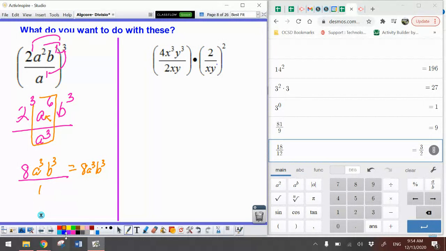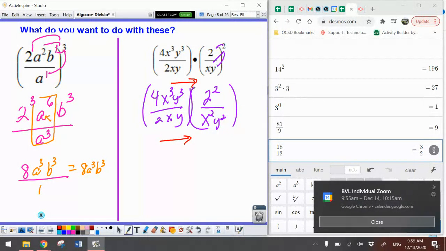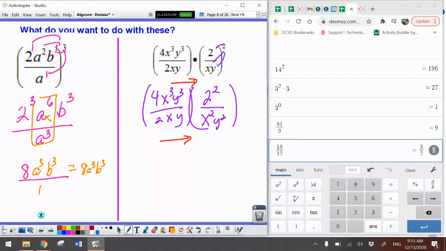All right, now let's take a look at this next one. So I see that I have a power rule or product rule here, and then I see I have a multiplication. So I'm going to go ahead and do the product rule first. So that's 2 squared x squared y squared. And now I'm going to multiply here. Okay, and there's a couple different ways I can do this. I can simplify within, or I can go across the top, across the bottom, and then simplify. And I think I want to do that. So let's go across the top, across the bottom, and then multiply.